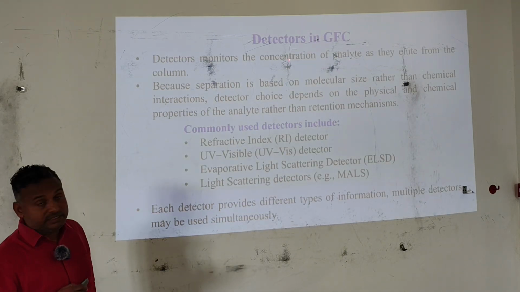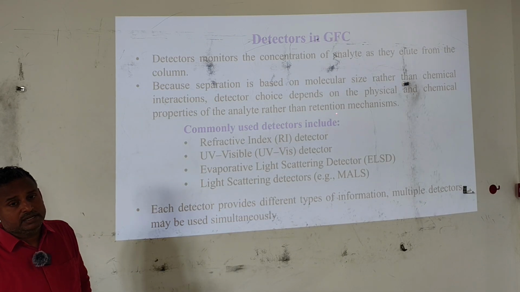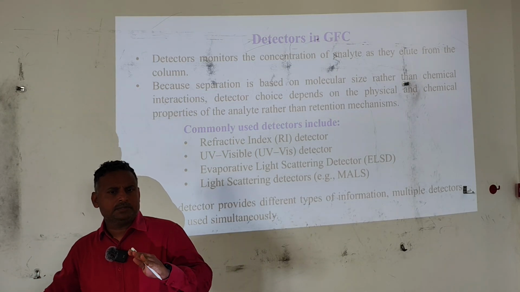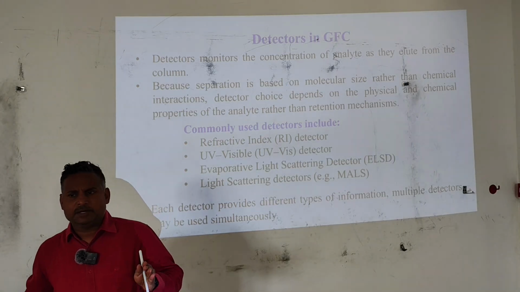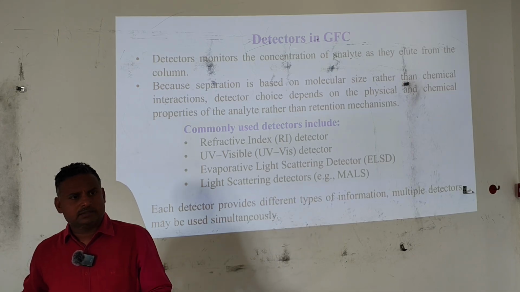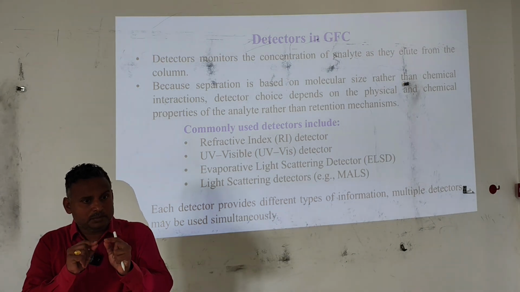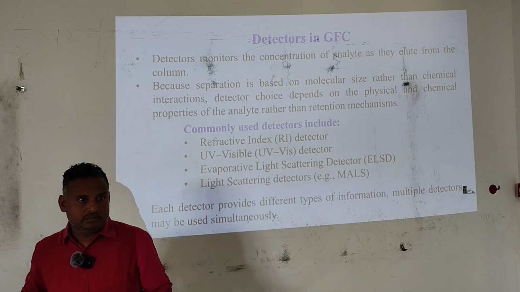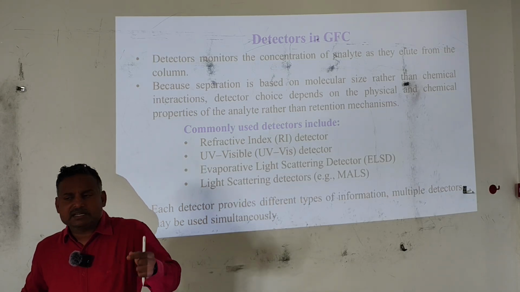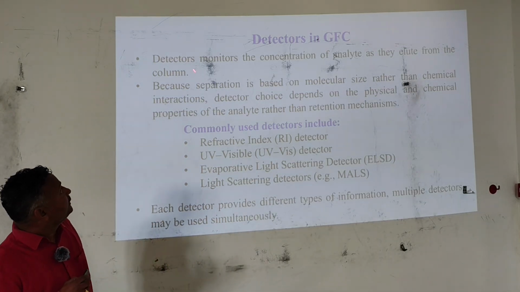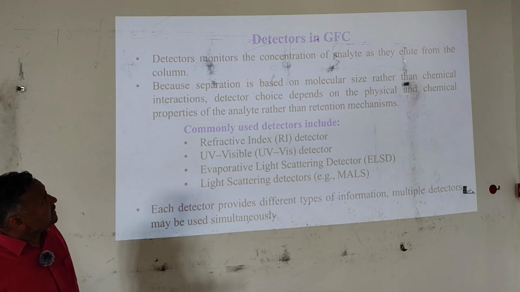Now detectors. I am coming to detectors in the gel filtration process. As I have already told you, in any chemical instrumentation, whether it is atomic absorption, atomic emission, atomic fluorescence, infrared spectroscopy, UV visible spectroscopy, any chemical instrument, the detector works on the same principle: measuring a particular property and converting that property into an electrical signal. That is the basic general principle. But different detectors have different ways of detection. Now let me explain. Detectors monitor the concentration of analyte as it emerges from the column.